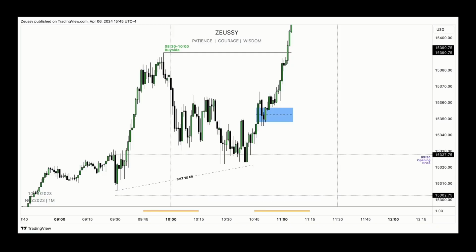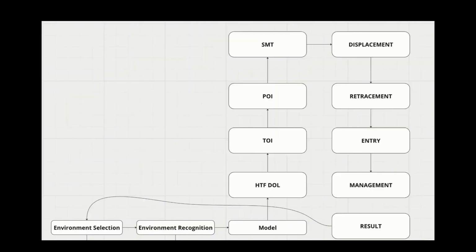It might seem like a lot for you right now, but in due time, this will all begin to make sense to you. And when it does, you will get to a level of understanding that's insane. Let us take a look at the flowchart before we continue to the next trade breakdown. First of all, we're going to take a look at the environment selection, determining whether or not an environment is likely to be highly probable.